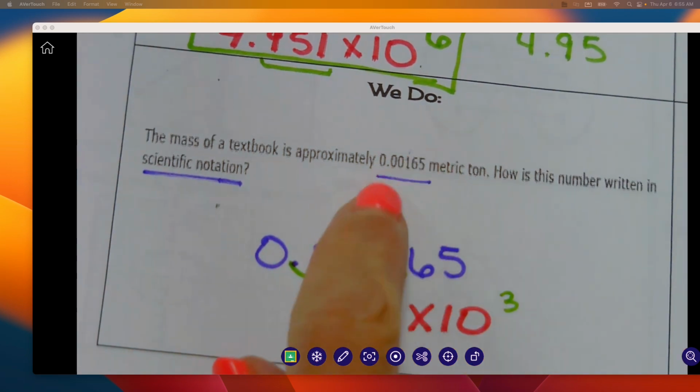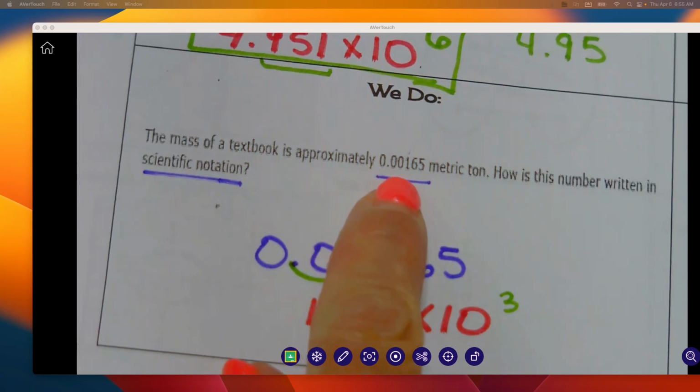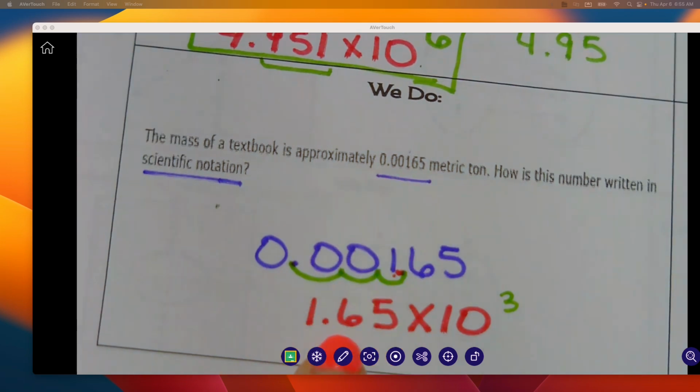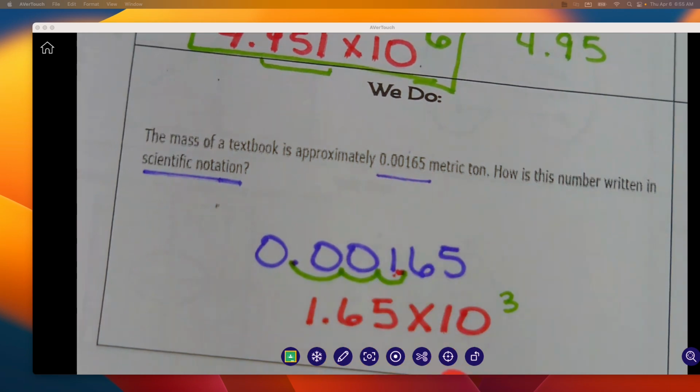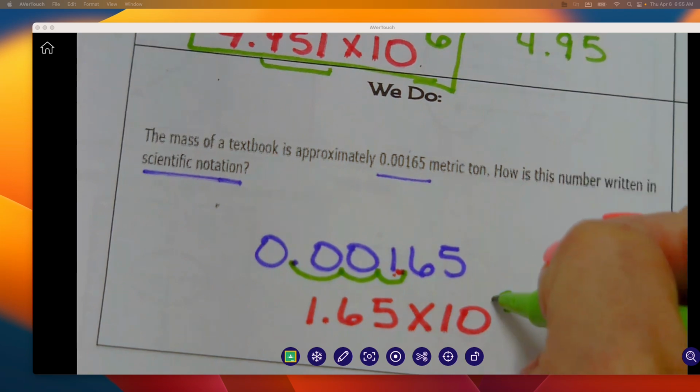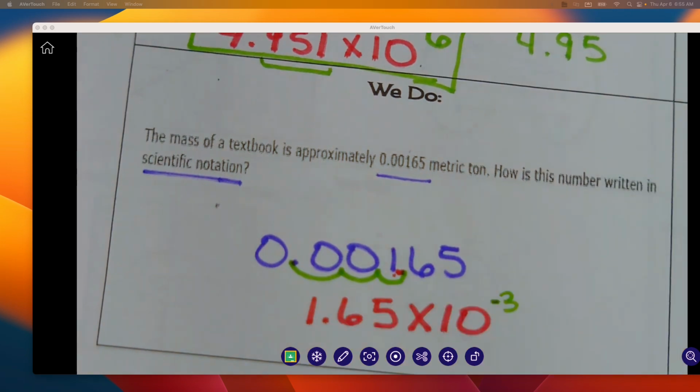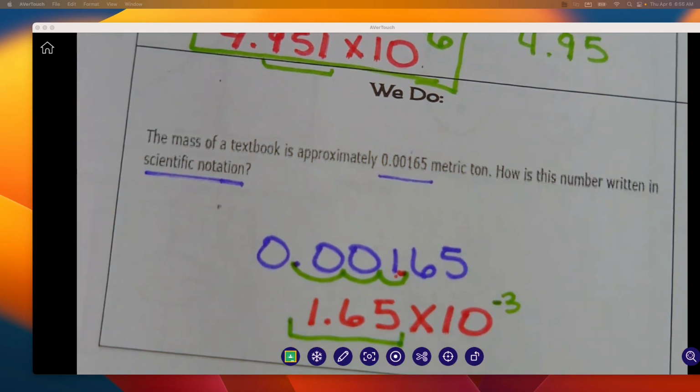I'm looking at this number here. This number is way smaller than this number. It's smaller than 1. So since this is way smaller than 1, my exponent is going to be negative. My base number here, just checking, make sure that it's between 1 and 10, and it is.